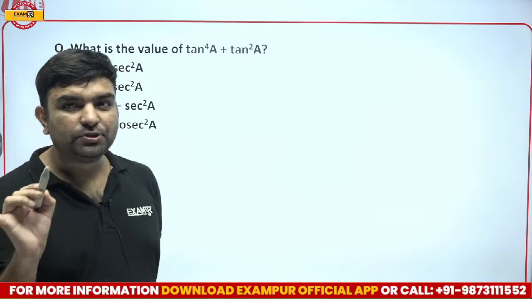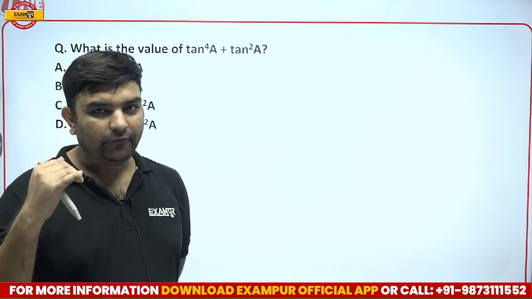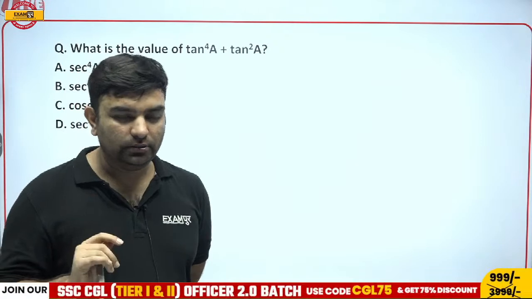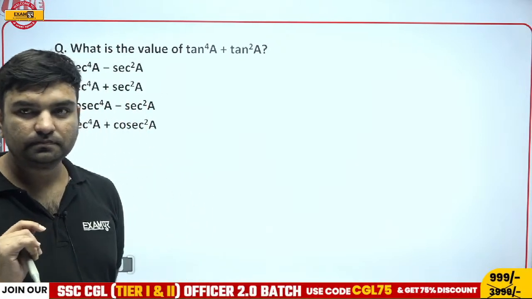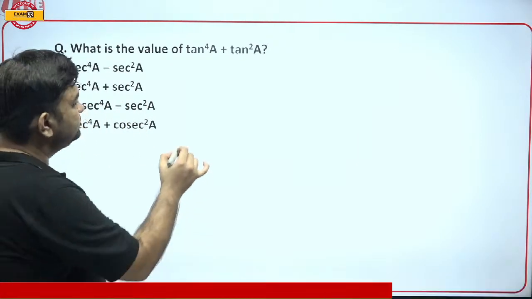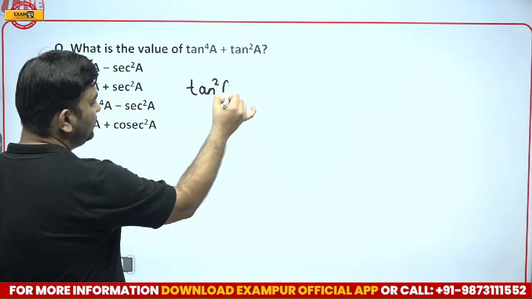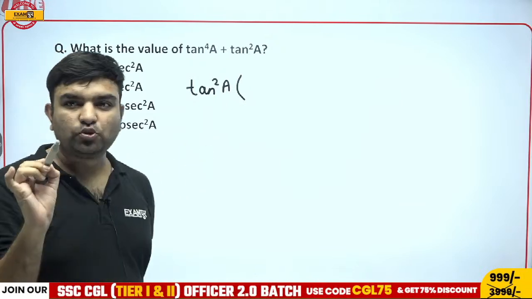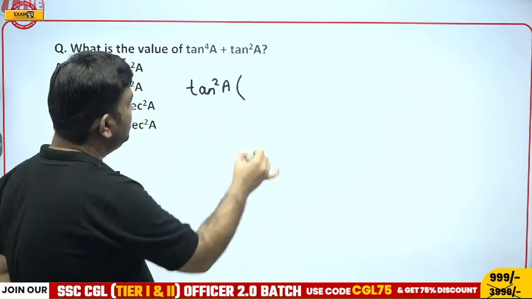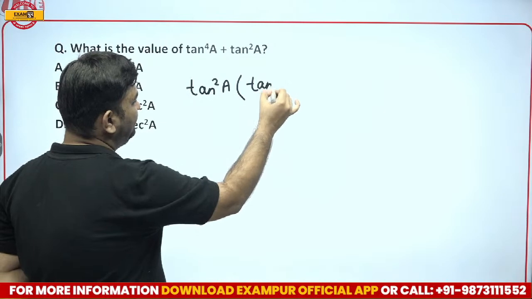Whatever questions are going to come today, guys, they are from whatever I have taught you till now. Take tan square theta common. Take tan square a common. So it will become tan square a plus 1.